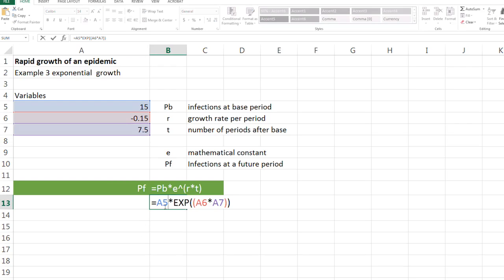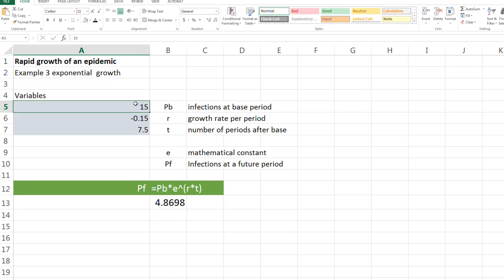This scenario begins in time period 0 with 15 cases of a disease in a remote location. That's the value in cell A5. The growth rate per week is an exponential at 0.15, and I'll return this to its positive form. And that's located in cell A6. It will take about 7.5 weeks for doctors to establish a local clinic capable of dealing with the outbreak. We enter that in cell A7 as our time variable.